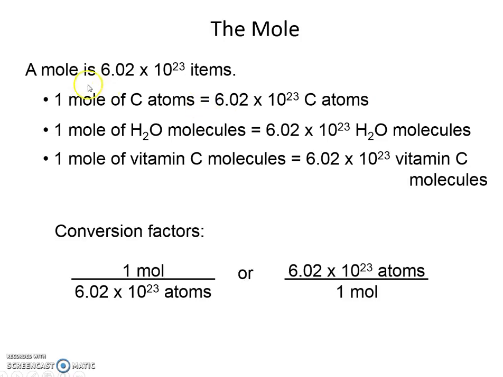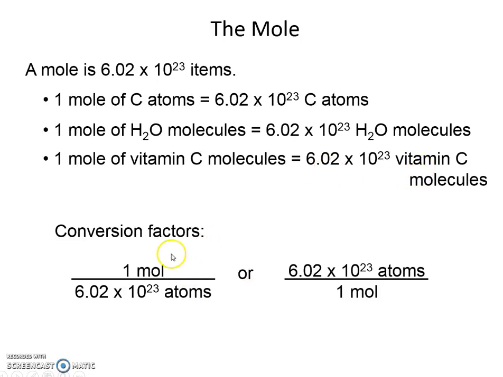So a mole is 6.02 times 10 to the 23 items. So if we have a mole of carbon atoms, that's going to be 6.02 times 10 to the 23 carbon atoms. If we have a mole of water molecules, then it's that many water molecules. If we have a mole of vitamin C molecules, it's that many molecules. That's how simple this is.